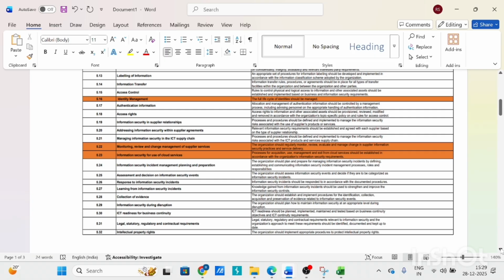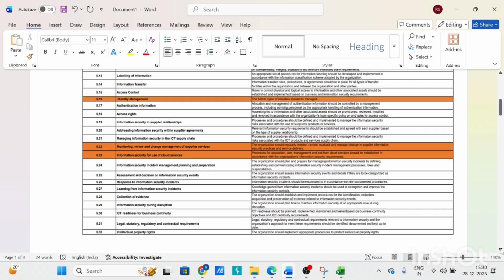Information security in supplier relationships, also called the TPRM part, where processes and procedures should be defined and implemented to manage the information security risk associated with the use of supplier products or services. 5.20 talks about addressing information security within supplier agreements, which we just discussed. 5.21 talks about managing information security in the ICT supply chain, where processes and procedures should be defined and implemented to manage the information security risk associated with the ICT products and services supply chain.